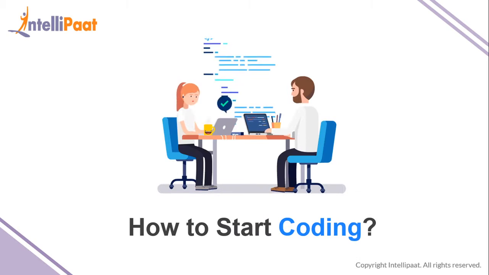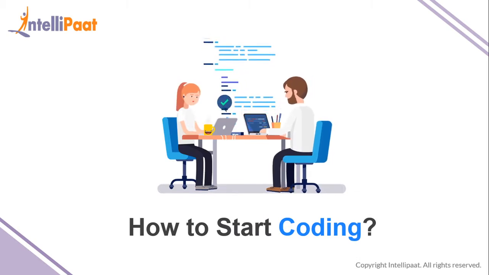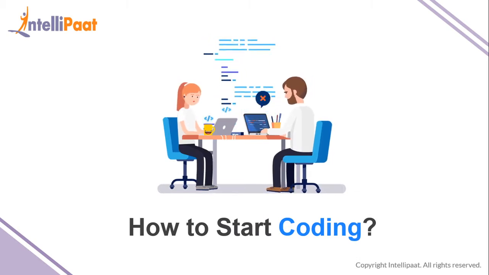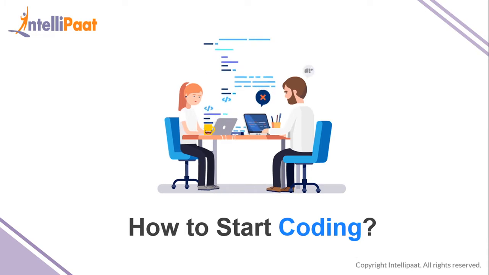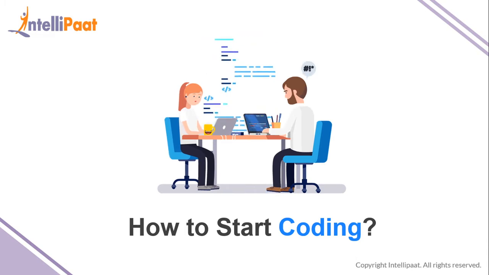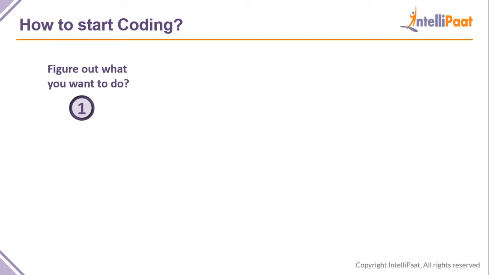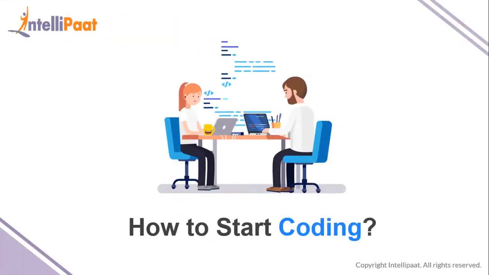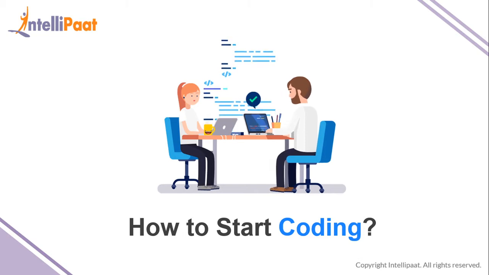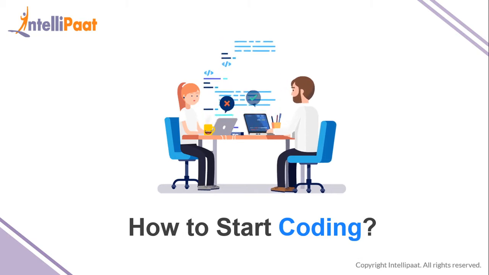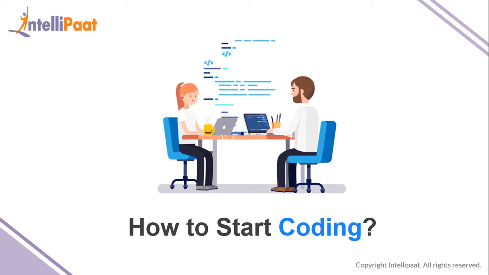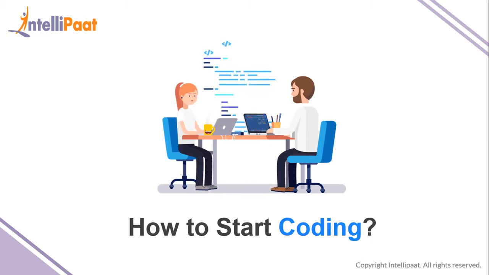Alright guys, now let's discuss how you can start coding by yourself. You can start coding basically by figuring out what you want to do. So now you've asked yourself what your motive is to become a coder. Why do you want to program? Now you have to go ahead with the next step, that is to learn how to start coding.